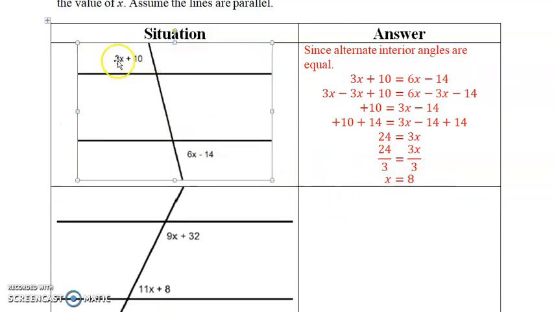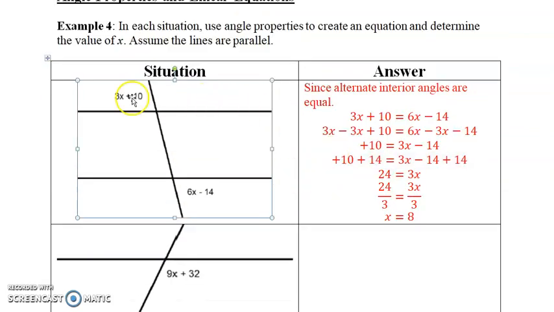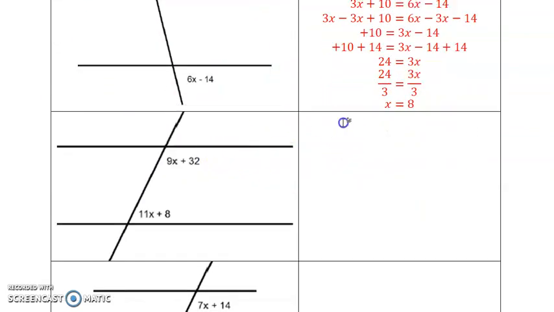So if I put x in here, 3 times x is 24. 24 plus 10 is 34 degrees. Put 8 in here. 6 times 8 is 48. 48 subtract 14 is again 34 degrees. So we know it is correct. Again, so many are parallel.